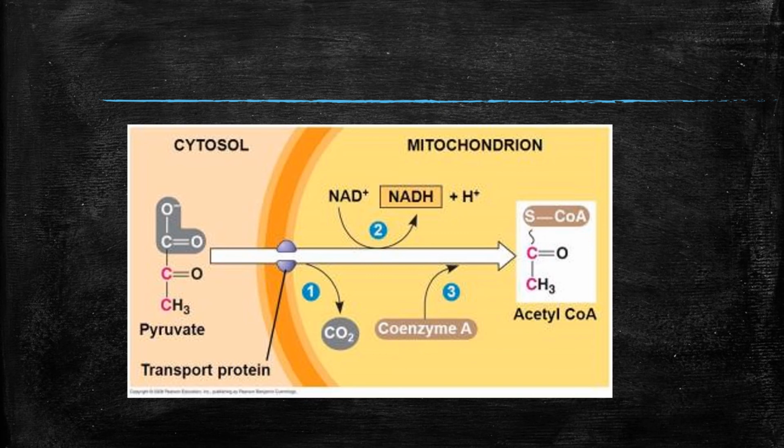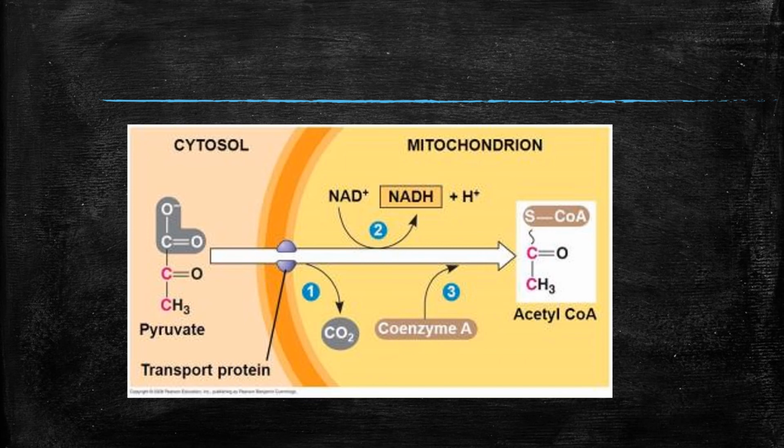And then we're also going to get rid of a carbon. So we're taking a 3-carbon pyruvate and we're changing that to a 2-carbon acetyl group. And when we do this, we lose one of those carbons in the form of carbon dioxide. In addition, we're going to add a coenzyme A to that acetyl group, so that at the end we have what's called acetyl-CoA, and that's going to move into the citric acid cycle. So this process occurs for every pyruvate.